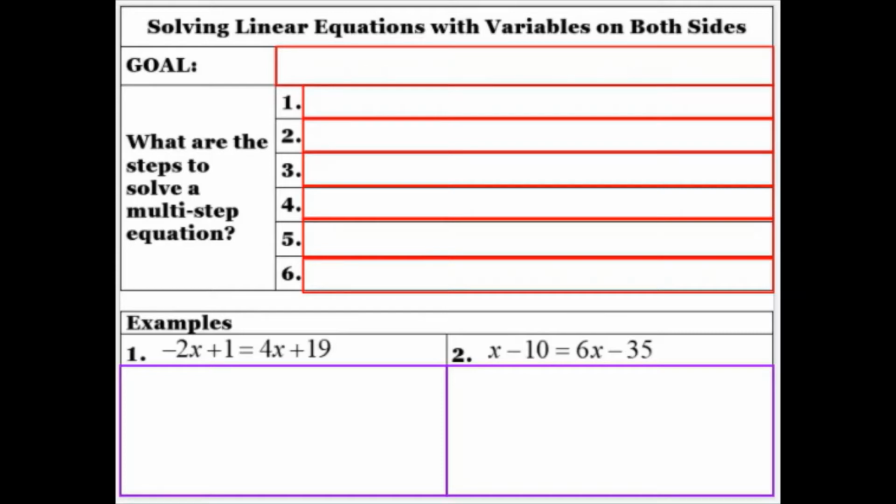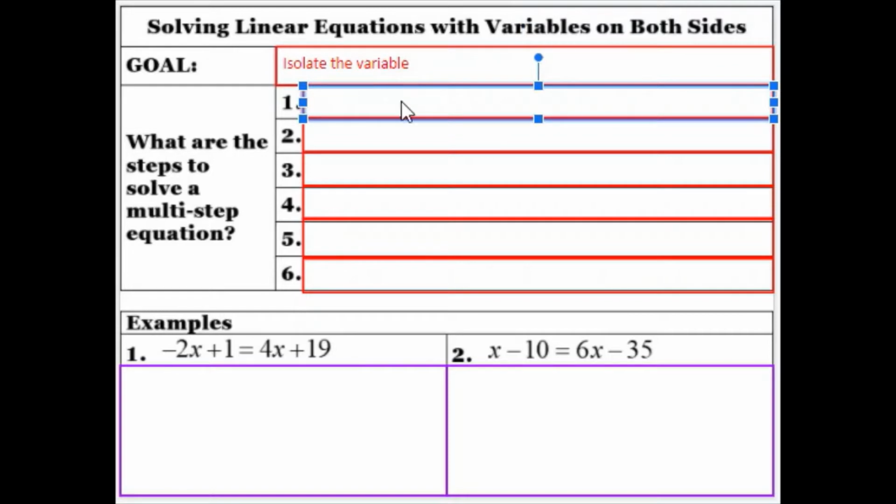We're going to be continuing learning how to solve linear equations. Now we're going to solve linear equations with variables on both sides. A lot of these steps are going to be the same, but we are going to add in a new one today. So what is our goal? Same as always, to isolate the variable.